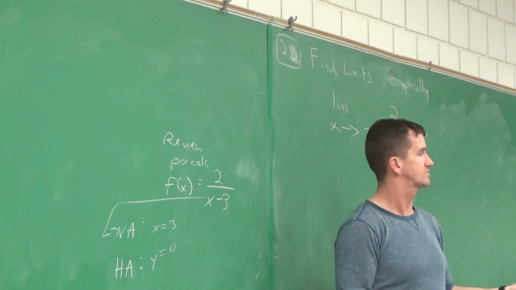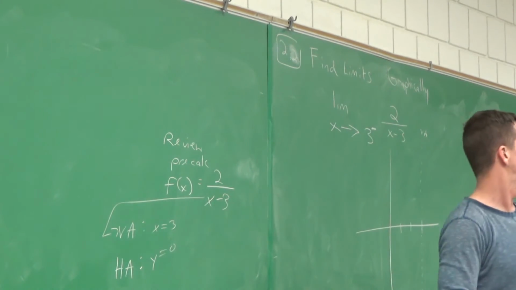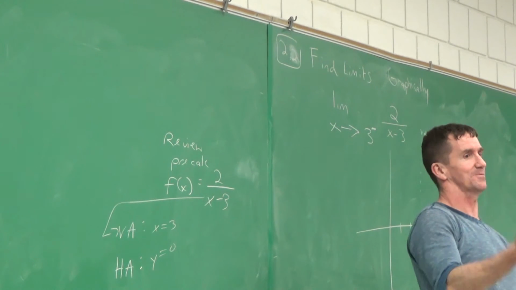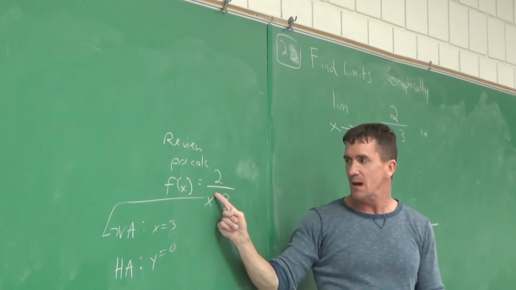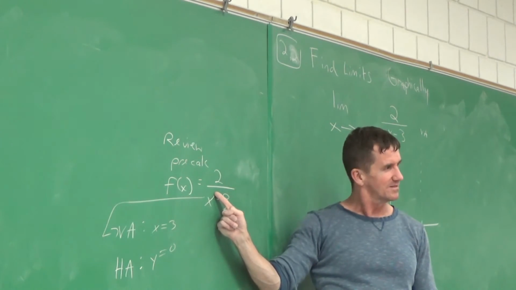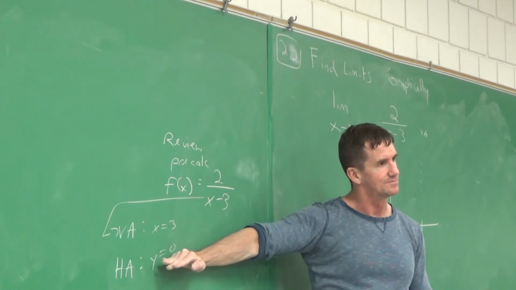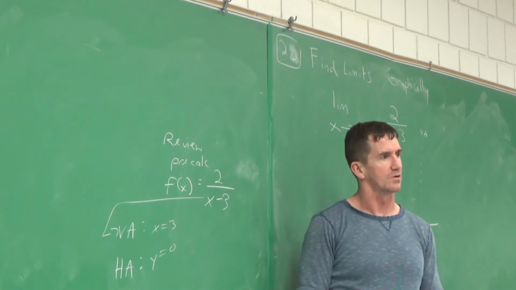But if you forgot that pre-calc, it's just been a while, like a year. If the higher power of this exponent, see that little power right there? If the higher power is in the denominator, then you always got it at y equal to 0. Cool. That's what the horizontal asymptote is.